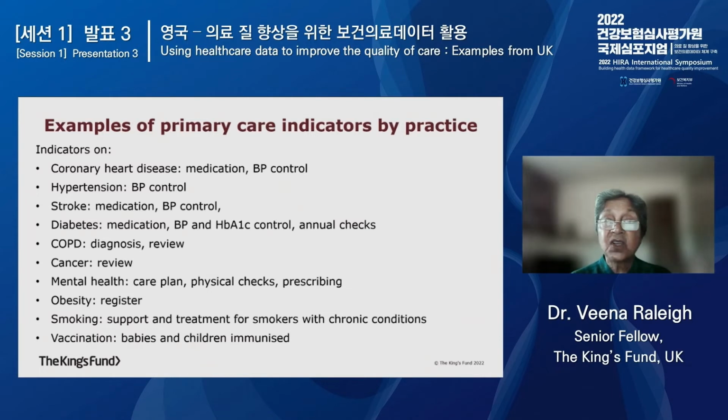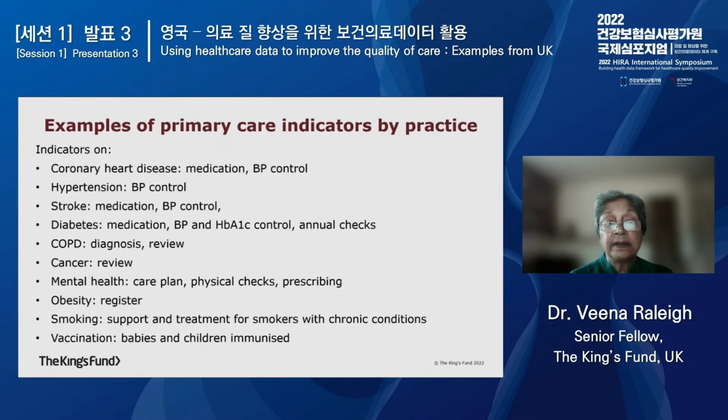So here are some examples, and this is just a small set of examples of the sorts of indicators we use for analyzing the quality of care delivered by general practice. We have indicators on heart disease, medication, what patients are prescribed, what's their level of blood pressure control, and so on.